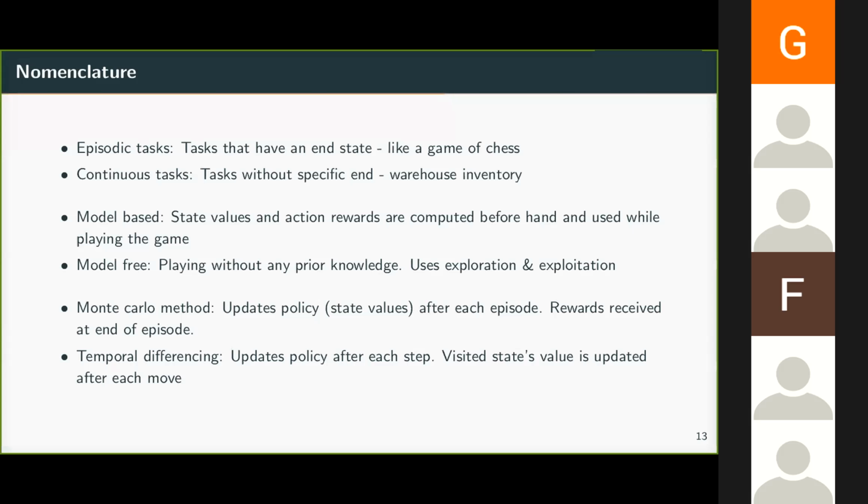Whereas in continuous tasks like warehouse inventory, this is not possible. That is when we go to what is called temporal differencing. Temporal differencing is you update the policy after each step. You are in a particular state, you take a particular action, you go to a new state, then you update the value of your old state or old state and action. So it is simply whether you update after every move or after the game is over. That is the primary distinction between Monte Carlo versus TD, temporal differencing as it is called.